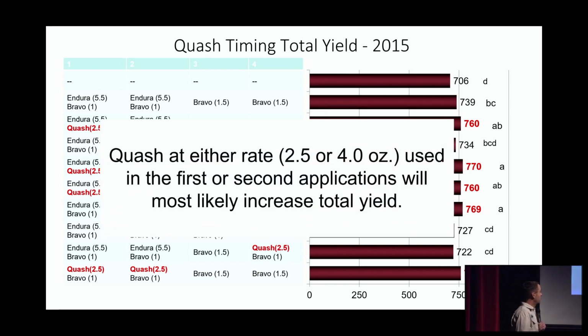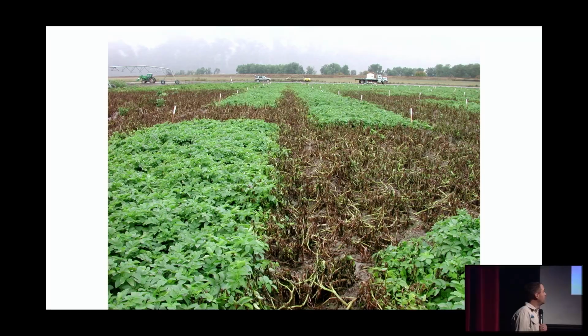So our recommendation is if you're going to use Quash, you can use either rate. If you're just using it for the yield bump, I wouldn't go to the 4-ounce rate simply because of cost. And use it on your first or second in-season application. So either that row closure timing or 2 weeks later. When you go beyond that, it doesn't seem to have the benefit. It needs the time to do its thing. And with that, I think that's all I have.